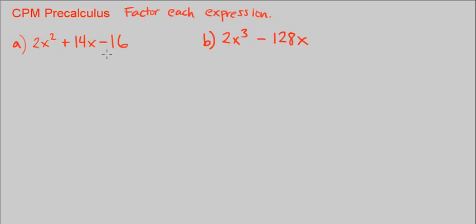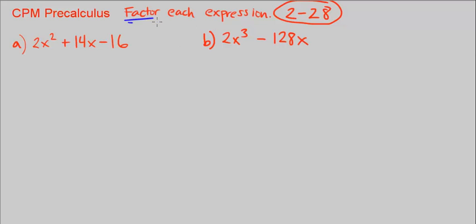This is CPM Precalculus, Chapter 2, number 28. Factor each expression. Okay, this is number 2-28. Factor each expression. So for A, we're given 2x squared plus 14x minus 16.